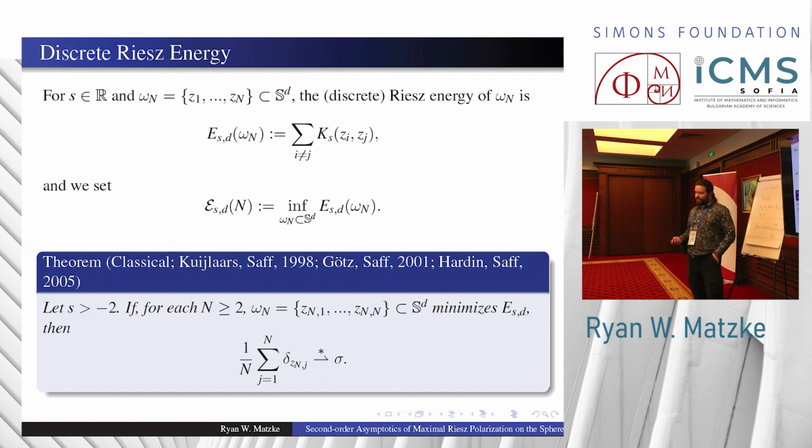So instead, a first step towards any of that, or a different question to ask, would be what happens asymptotically as your number of points gets very, very large. And from a collection of results, it's known that for, once again, s greater than -2, if you have a sequence of point sets, with an increasing number of points as you go along, each of which minimizes the discrete Riesz energy, then the sequence of point sets is uniformly distributed. In other words, if you take the point sets' corresponding discrete probability measures, they converge in the weak-star sense to the uniform measure.